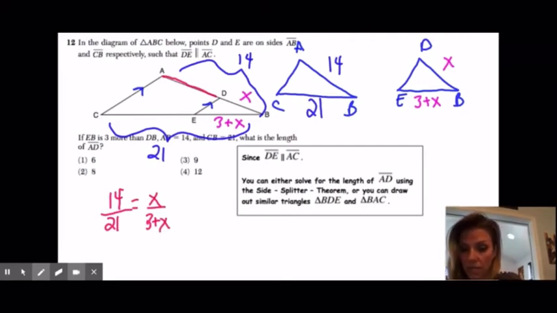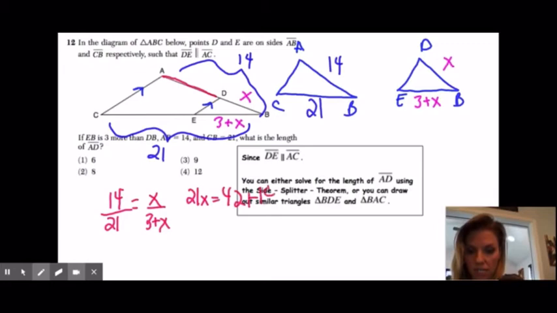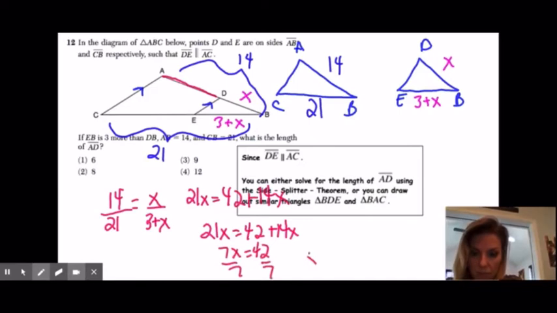When I cross multiply here, I get 21X equals, now this 14 has to be distributed to the 3 and the X. So 14 times 3 is 42 plus 14X. Sorry, I'll rewrite that down here. I have 21X equals 42 plus 14X. I am going to subtract the 14X over from the 21X. I get 7X equals 42. Divide by 7. And I'm left with X equals 6.